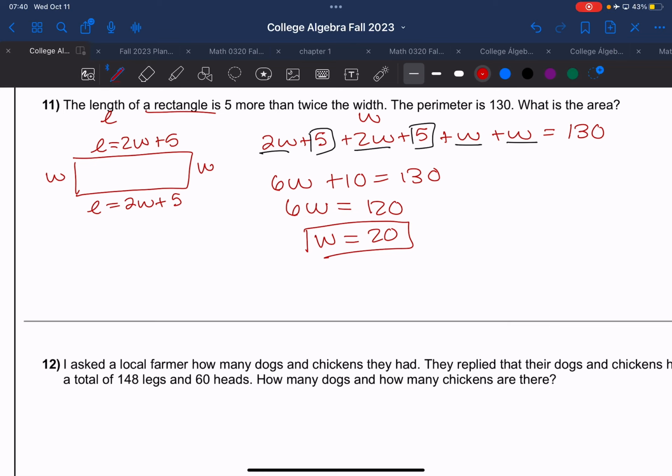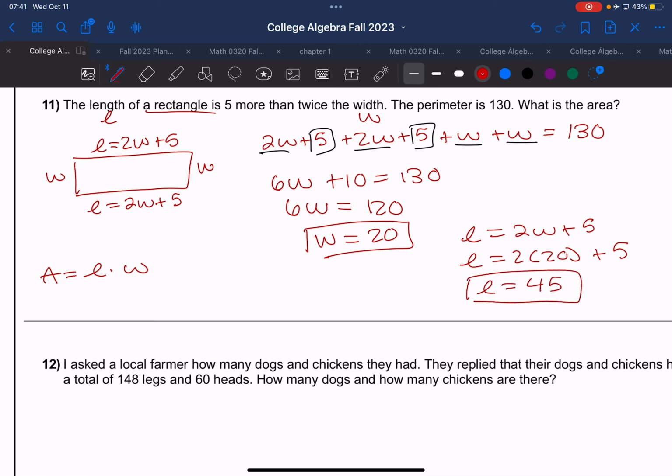However, is that what the question is asking? No. The question is asking for the area. And what's the formula for the area of a rectangle? Length times width. We know width. How are we going to find length? Plug it in. So remember, length is equal to 2W plus 5. Instead of W, we're going to plug in 20. So length is equal to 2 times 20 plus 5. What's 2 times 20? 40. What's 40 plus 5? 45. So length is equal to 45.